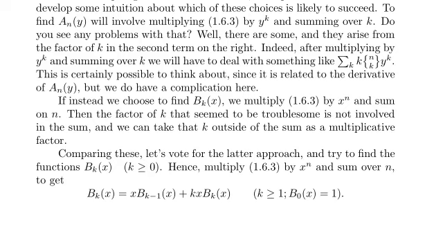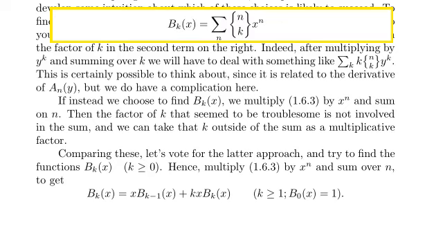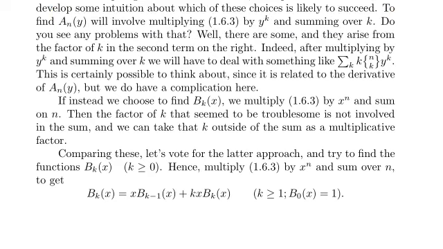If instead we choose to find B_k(x), we multiply 1.6.3 by x to the n and sum on n. Then the factor of k that seemed to be troublesome is not involved in the sum, and we can take that k outside of the sum as a multiplicative factor. Comparing these, let's vote for the latter approach and try to find the functions B_k(x) for k greater than or equal to 0. Hence, multiply 1.6.3 by x to the n and sum over n. And we get the following. So let's just do that.